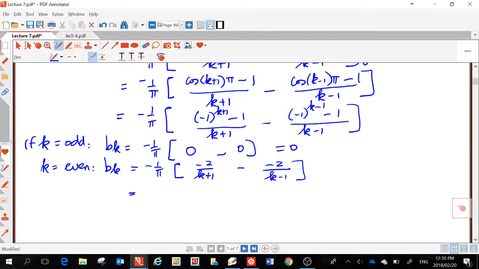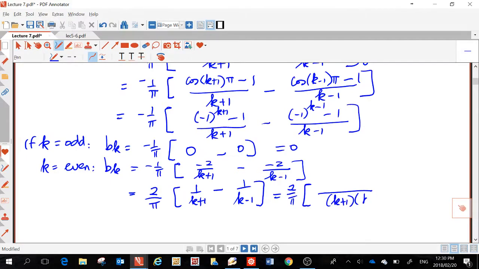Right, so I suggest we take out the minus 2 as a common factor, so you get 2 over pi into 1 over k plus 1 minus 1 over k minus 1. Do your high school stuff here, 2 over pi, the LCD is k plus 1 into k minus 1. That's k minus 1 minus k minus 1. So that gives us, the k's cancel off, so we get minus 4.